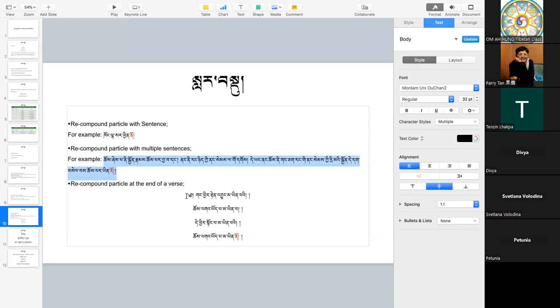Now at the end, recompound particle at the end of a verse. So this is a very interesting verse. So I'll just read it.